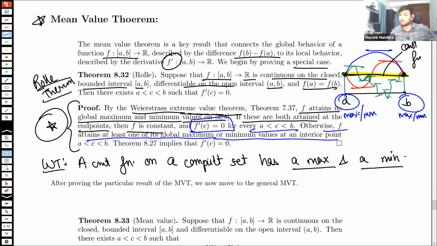If A and B are not both maxima or minima, then something inside has to be a maxima or minima. Either you could have a maxima like this, or you could have a minima like this. Now, if you have an interior point as a maxima or minima where the function is differentiable, then the only possibility is f prime must be equal to 0. All right, so that's what we are saying.